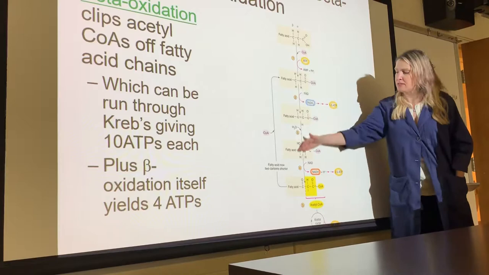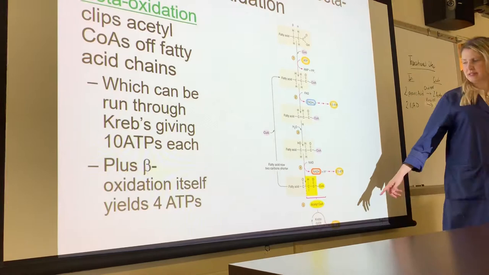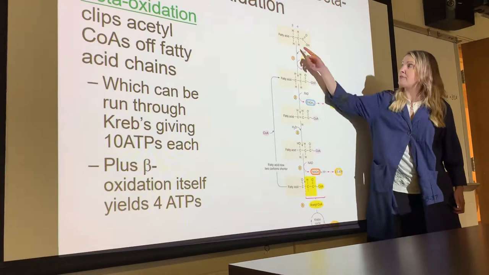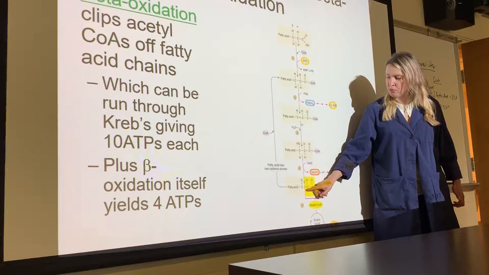And then, unfortunately, you can't see the bottom of this diagram, but basically what you've got here is a fatty acid chain. You can see that we're clipping off the carbon at the beta carbon. That's where the bond is being broken. And we're producing acetic acid to produce acetyl coenzyme A.